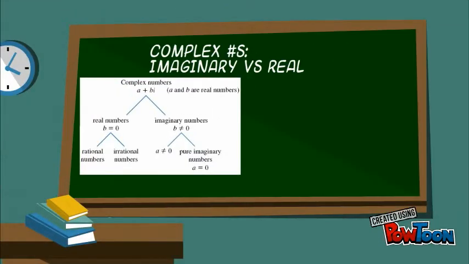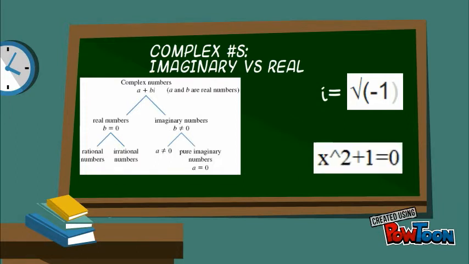Now, both real and imaginary numbers fall under the realm of complex numbers. The imaginary unit i represents the square root of -1, which is an answer to an equation such as x squared plus 1 equals 0.